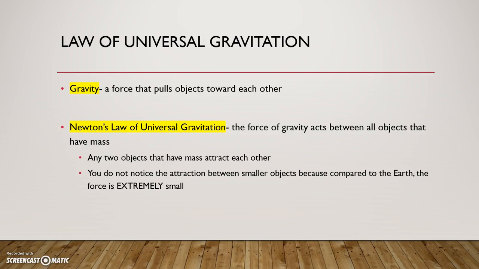So we have this thing called the law of universal gravitation. Isaac Newton came up with it, same person that did the 3 laws, and it says the force of gravity acts between all objects that have mass. So any 2 objects that have mass, like a table and a basketball, or the earth and you, or the floor and your feet, would have gravity because they both have mass.